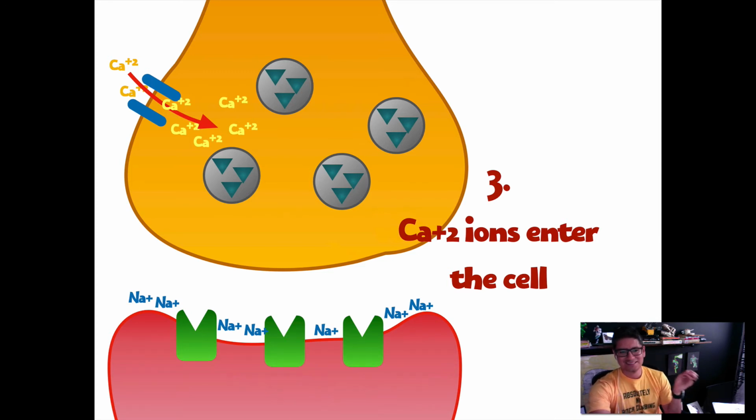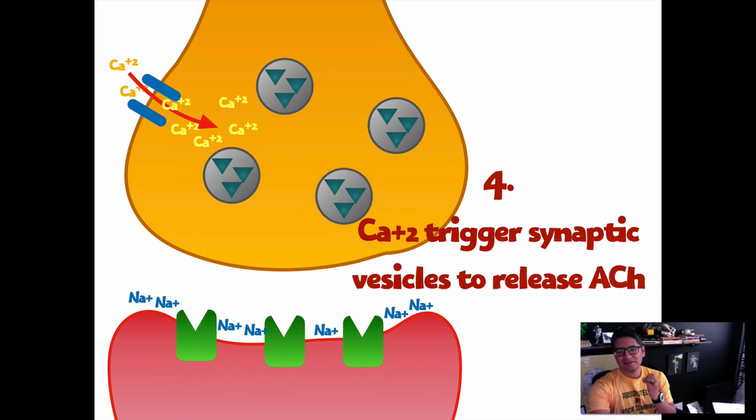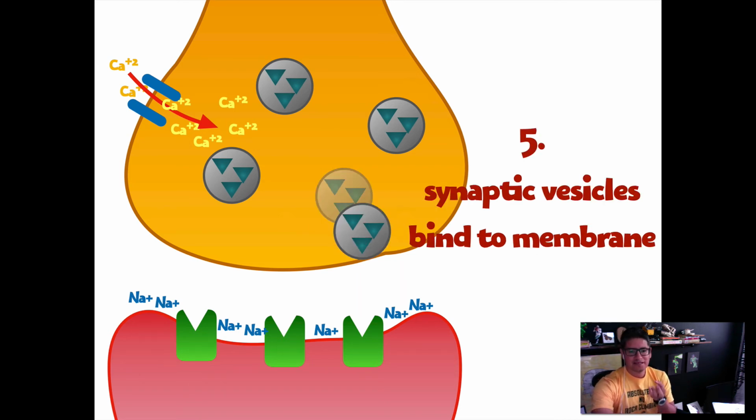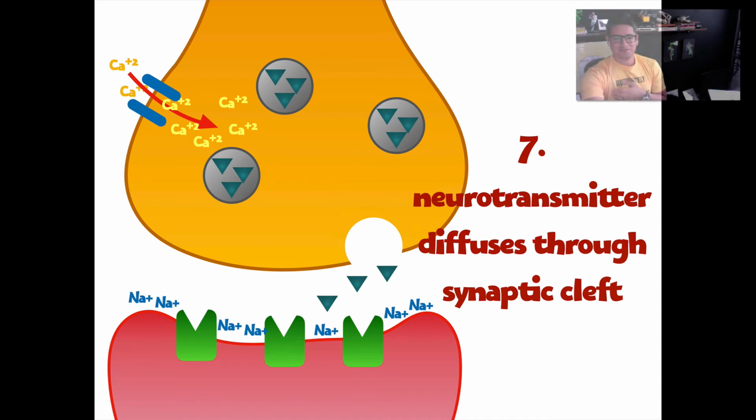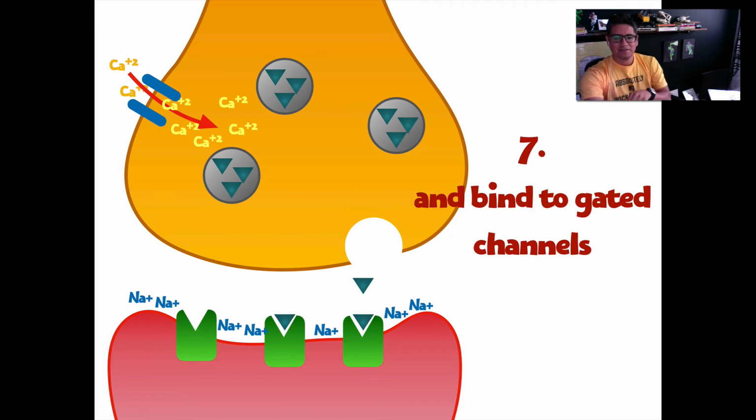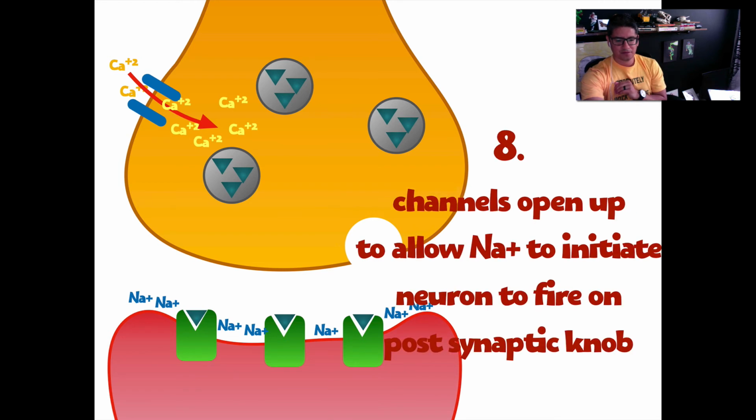Calcium ions enter the cell, and that triggers the synaptic vesicles to release acetylcholine. They do that by a process called exocytosis, where the vesicles attach themselves to the membrane at the end of the neuron. They bind to the membrane and slowly open up, releasing the acetylcholine. Then the neurotransmitter diffuses through the synaptic cleft, and as it diffuses, it will bind to the gated channels on the other side, on the postsynaptic neuron.